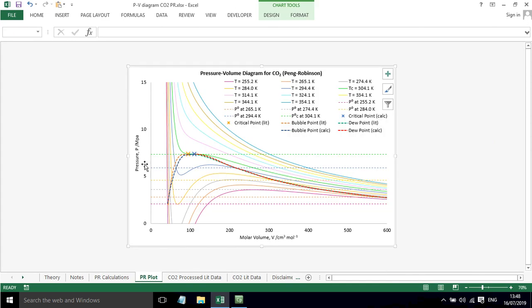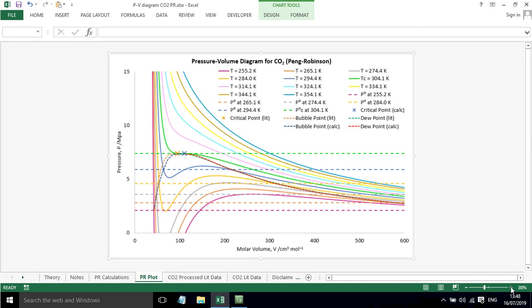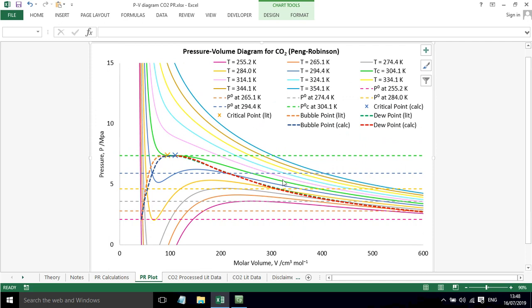Now, if we plot all of this out, we see this behavior, very similar to what we've seen before, but now we've got much better agreement between the literature values and the calculated values. So particularly for the bubble point lines, you can see there's a lot better agreement there. And again, this spreadsheet is available to download so that you can have a look at this in your own time and have a bit of a play to see what's happening.